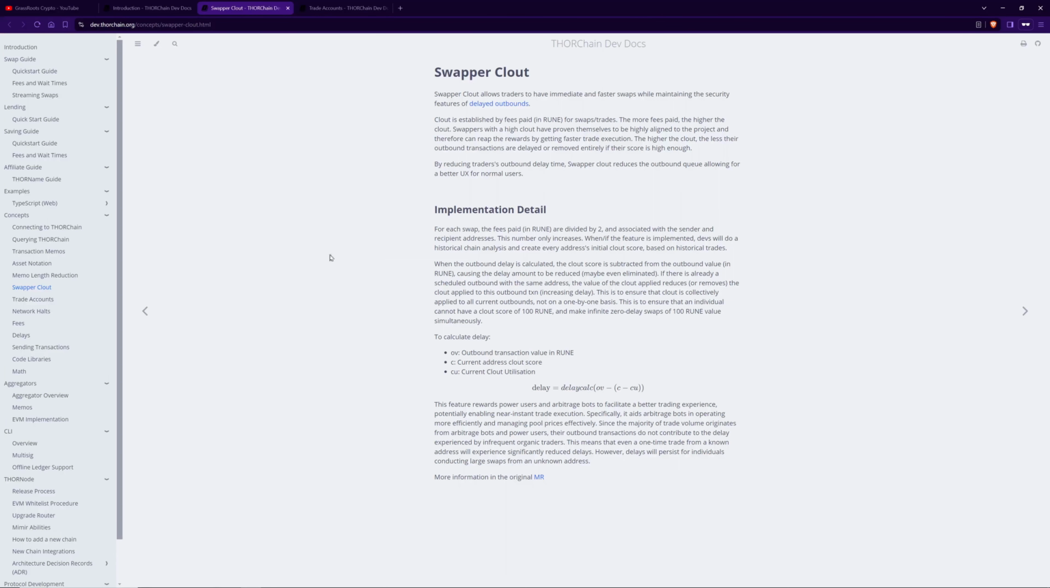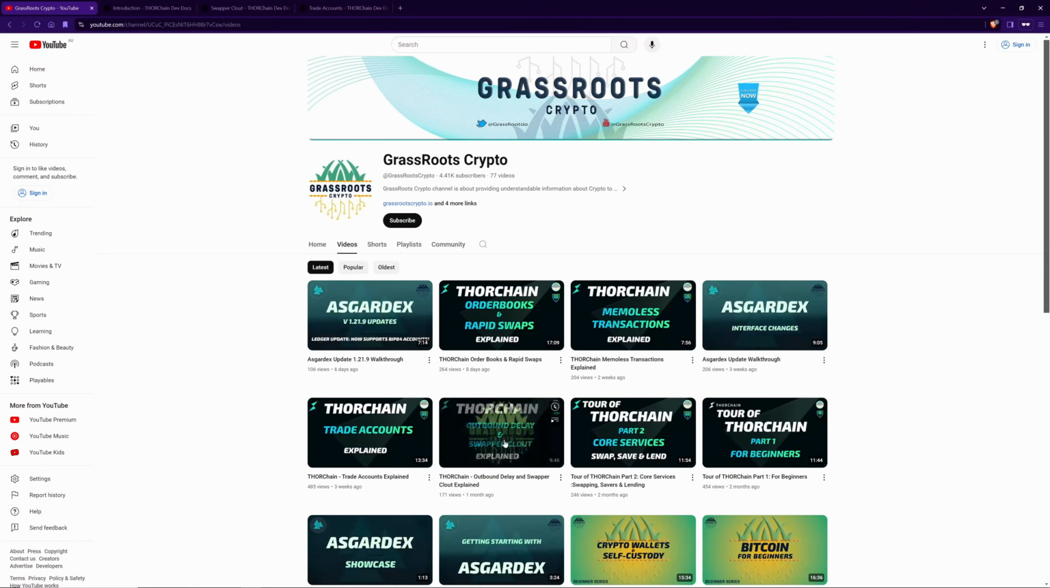To learn more about Swapper Clout, you can read the docs here. It's a very interesting feature enabling better user experience for the end users. And also you can check out my video that I did here, which is quite an in-depth look at Swapper Clout and the effect that it has on the outbound delay, which is that security feature.